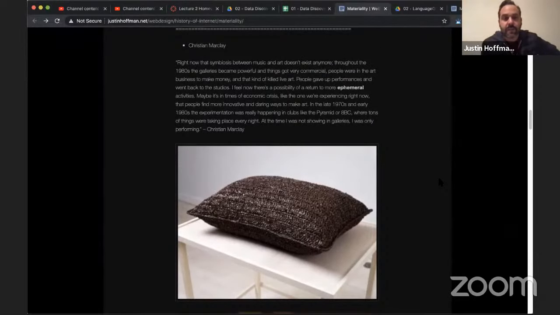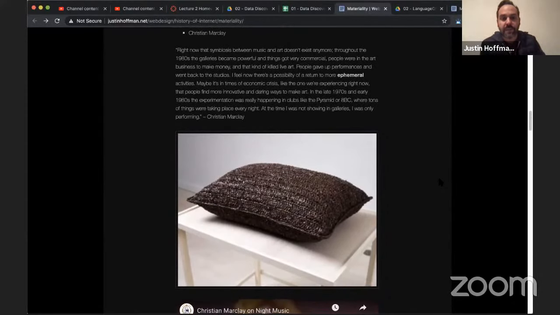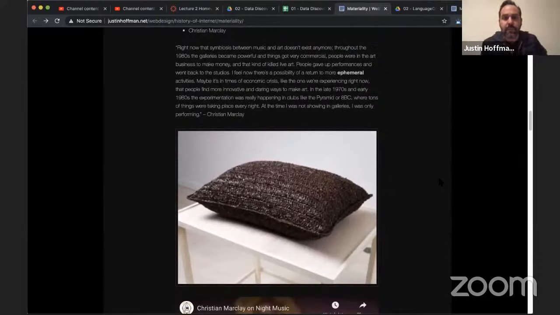So right now, that symbiosis between music and art doesn't exist anymore. Throughout the 1980s, the galleries became powerful and things got very commercial. People were in the art business to make money, and that kind of killed live art. People gave up performances and went back to the studios.